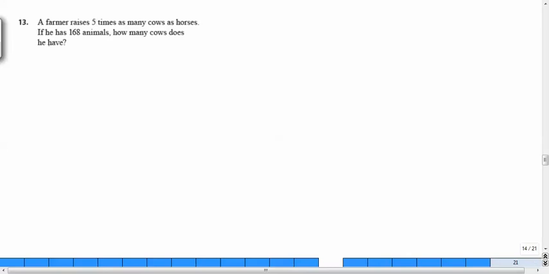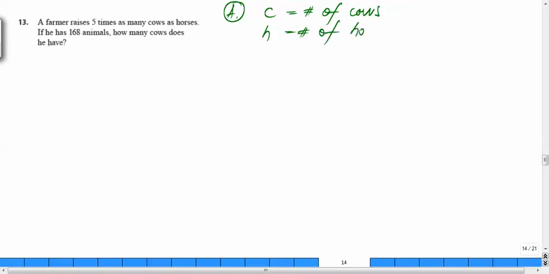A farmer raises 5 times as many cows as horses. If he has 168 animals, how many cows does he have? Alright, part A. Let C be the number of cows. Let H be the number of horses. Okay, part B, what do we know?